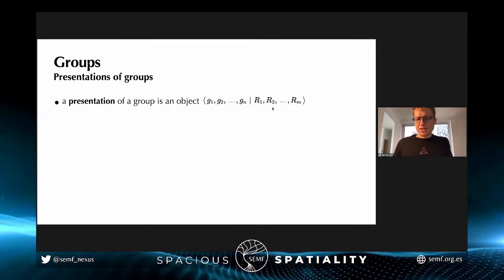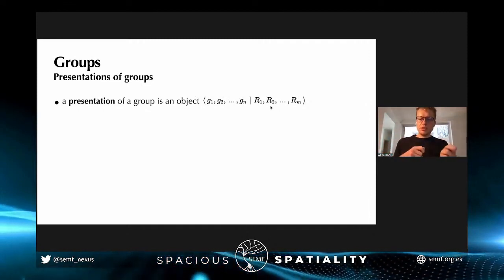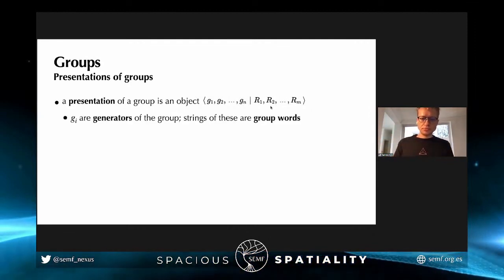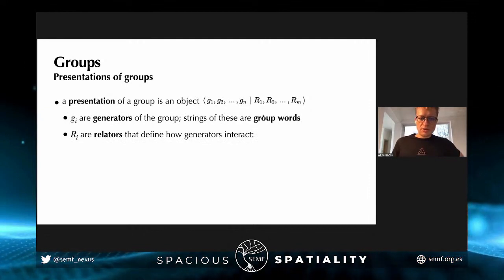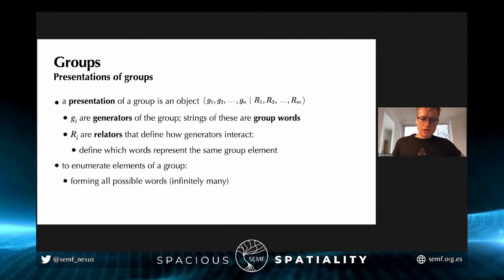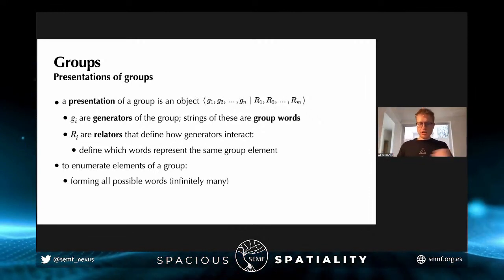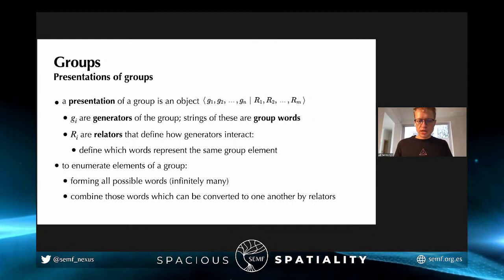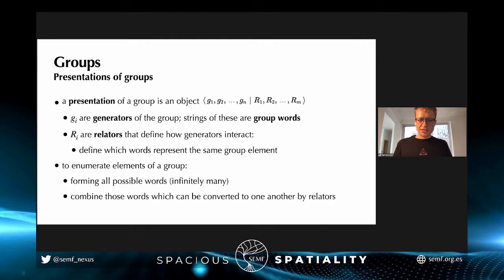The relators are written on the right, and they are those equations that you saw earlier that characterize how group words should be considered equivalent to each other. So we make words out of these generators, and then we decide when two of them are the same by applying relators. The overall recipe for generating all the elements of the group is to form all possible words. They can be any length, they can keep getting longer and longer, so there are actually infinitely many of these. But then you combine those words together which are convertible to one another by relators. It's a little abstract, so let's see what that looks like.